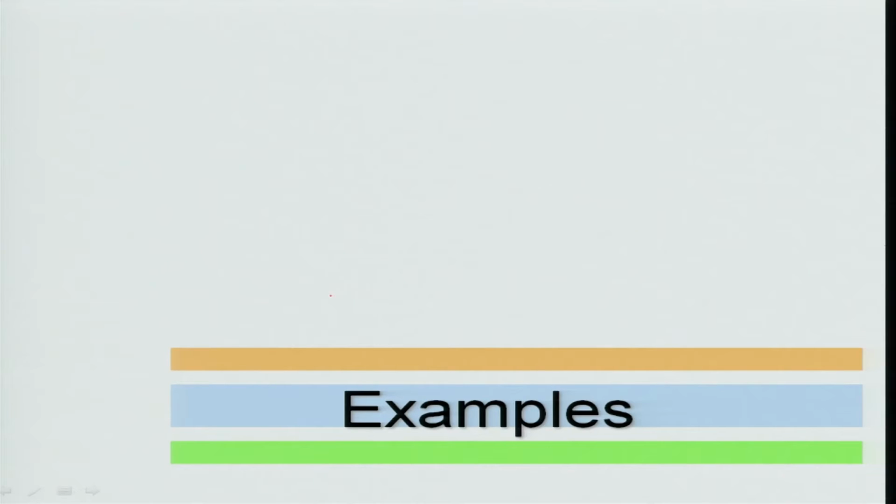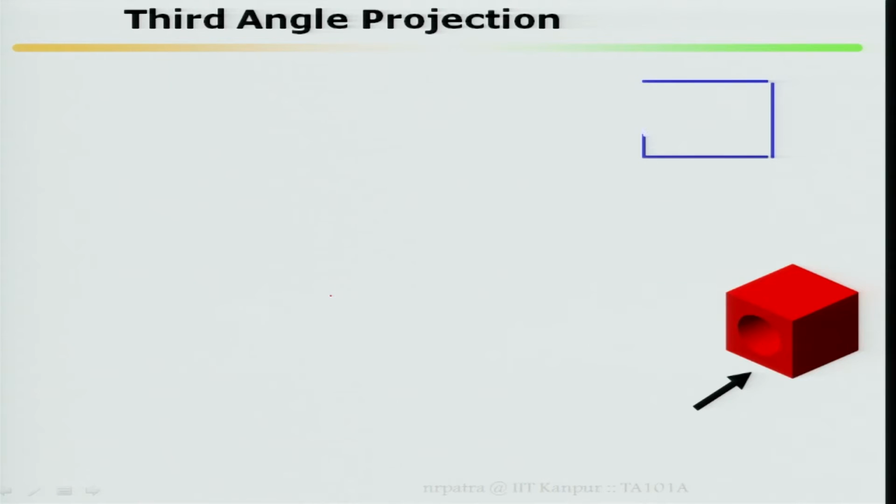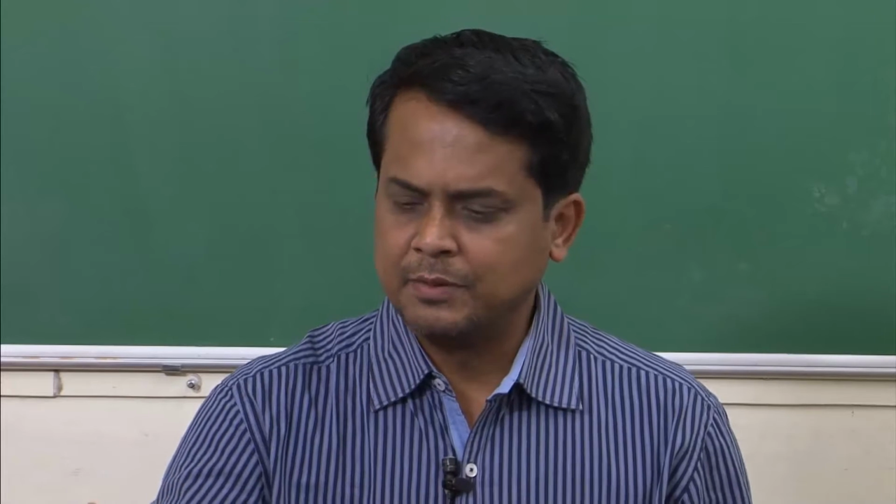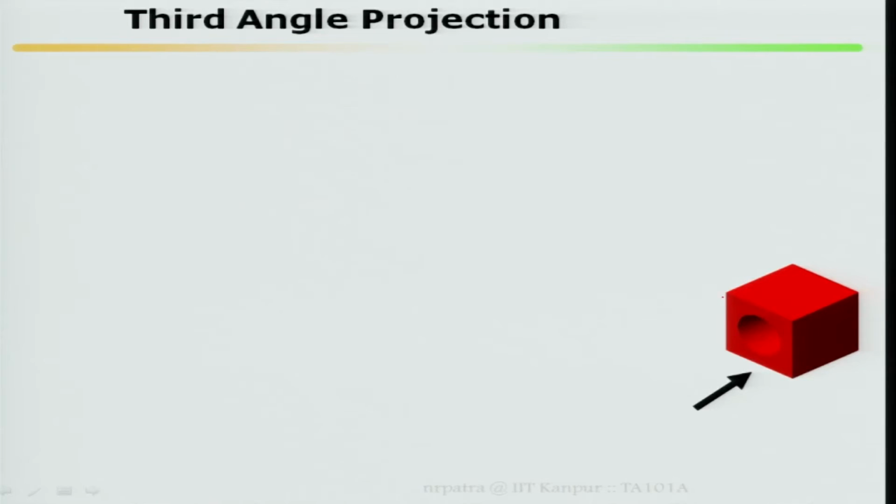Now, let me start with a few examples of third angle projections as well as first angle projections. We will start with a simple example and go to the complicated ones, then curved face examples. This is a simple cube having a hole throughout, and this cube has been visualized from this direction. This is the direction where we are visualizing this object. That means this face will be the frontal face, or front view will come from here.